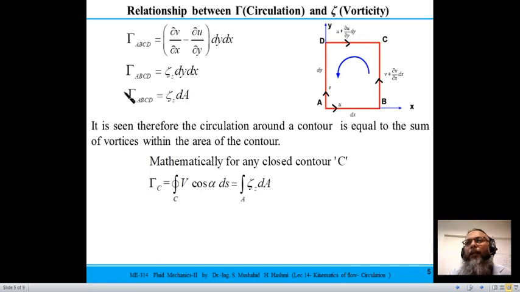And we have learned that for this fluid element, our closed contour comprises this rectangle ABCD. So for this area, the circulation is simply the product of the vorticity vector in the z direction times the differential area. And this is the differential area of dx and dy, so the differential area of the closed contour.